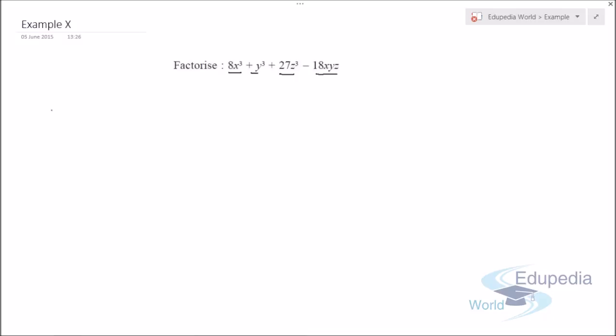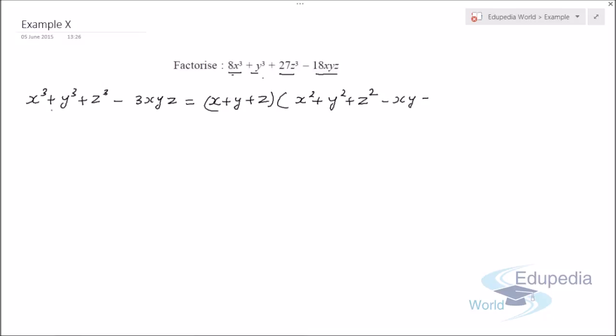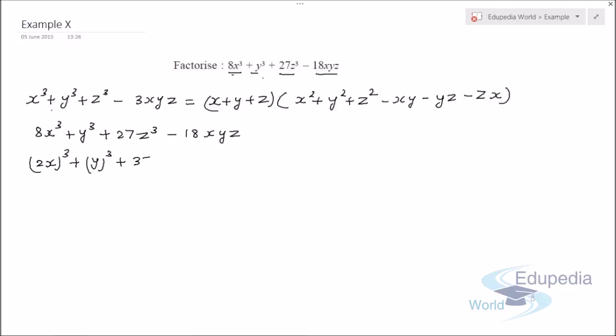Now in this question we have 3 cube terms, so we can apply the identity x cube plus y cube plus z cube minus 3xyz equals x plus y plus z into x square plus y square plus z square minus xy minus yz minus zx. So how to apply? See, we have the question 8x cube plus y cube plus 27z cube minus 18xyz. So we can write 8x cube as 2x whole cube, y cube as y whole cube, and 27z cube as 3z whole cube.